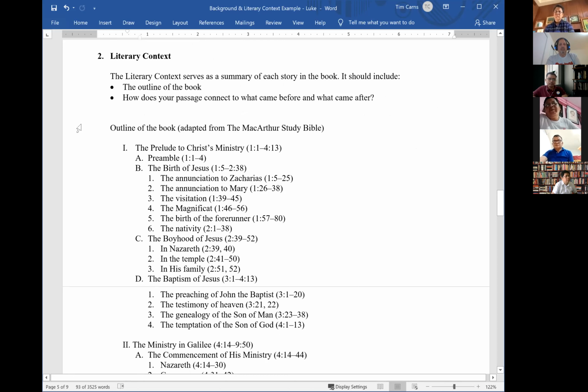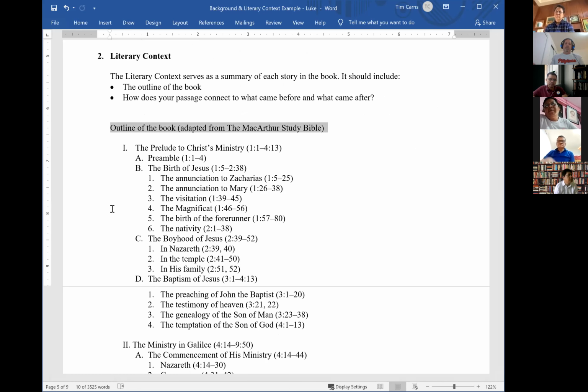And I looked at the MacArthur Study Bible to help me give me an outline for the book of Luke here. And what I'm trying to do with this is you just want to know where your passage fits in the whole flow of the book.